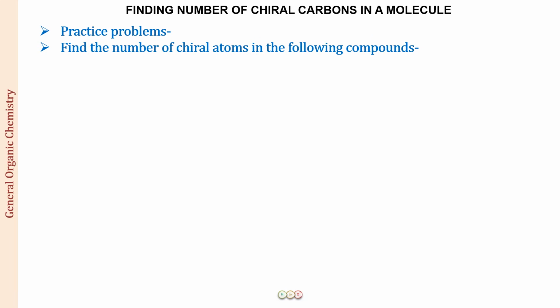So let us quickly look at the answers to these questions one by one. The first question, a very simple one. We have just one carbon in the molecule which is surrounded by 4 different groups. So this carbon, which we have denoted by an asterisk, is going to be a chiral carbon. One chiral carbon in the molecule.